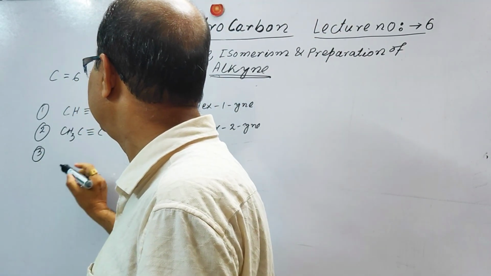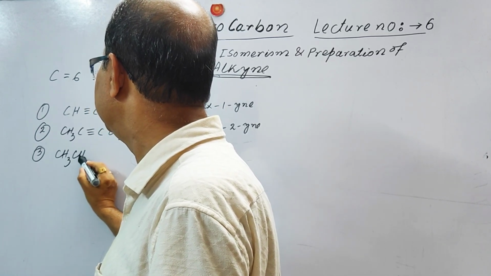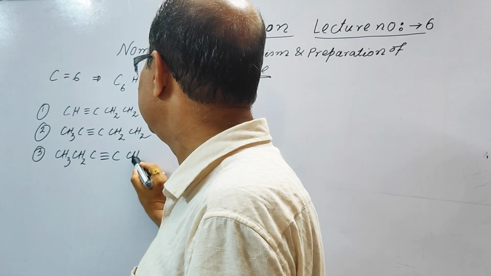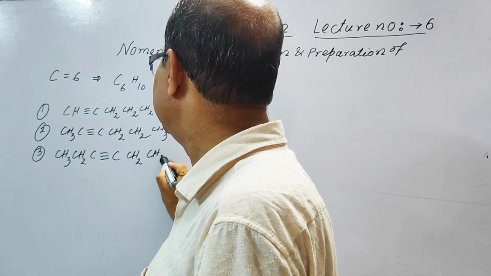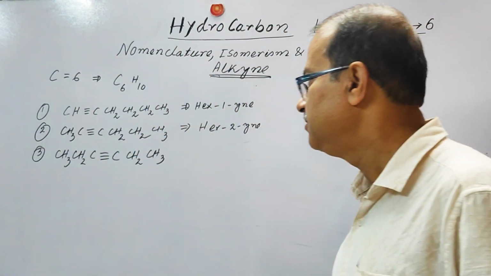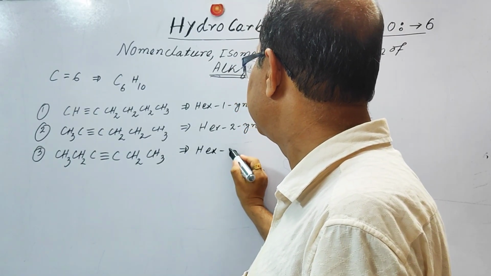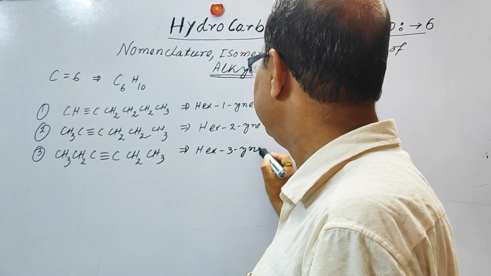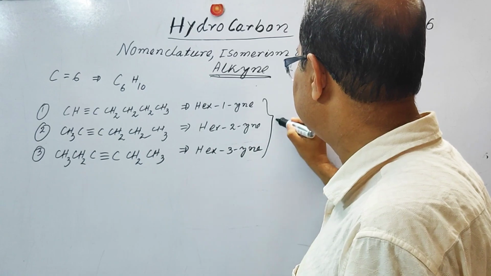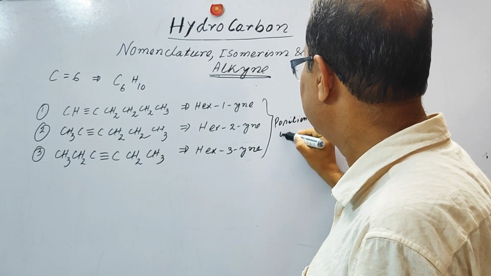The third structure is CH3, CH2, C triple bond C, CH2, CH3. So at the middle position you can see this triple bond, and the name is hex-3-yne. So these are all position isomers.